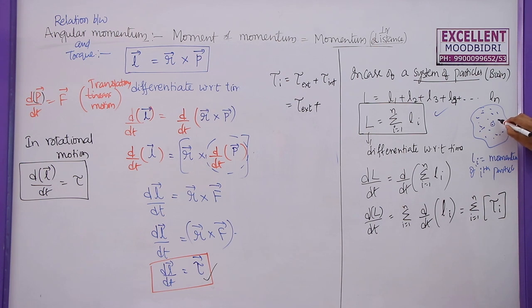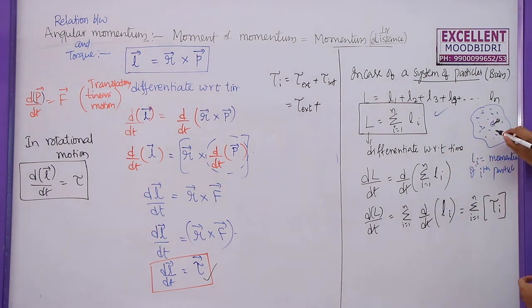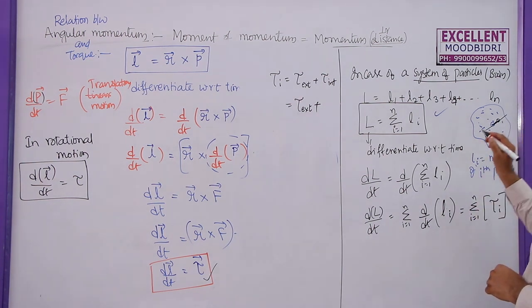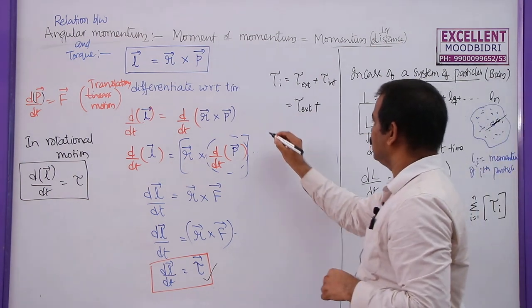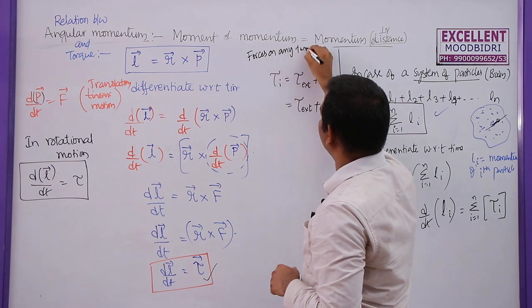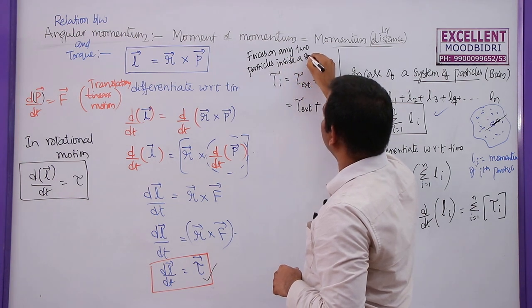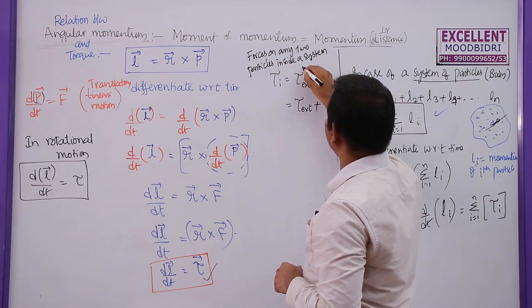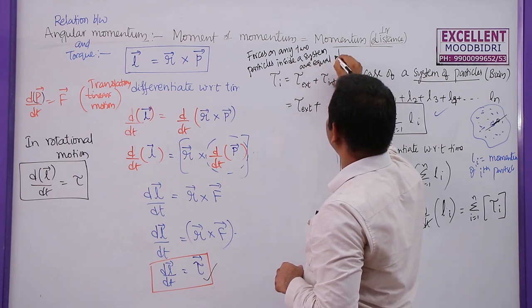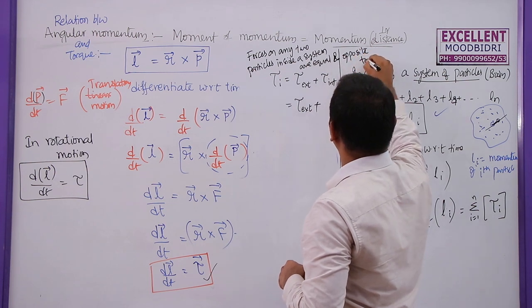Now, let us say this particle is exerting some force on this one and this particle is exerting force on this one. As these two forces are equal and opposite to each other, the internal forces are acting along the same line. The internal force between two particles will be along the same line. So, here I am going to write: forces on any two particles inside a body or inside a system are equal and opposite to each other.